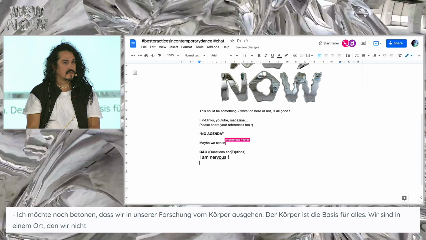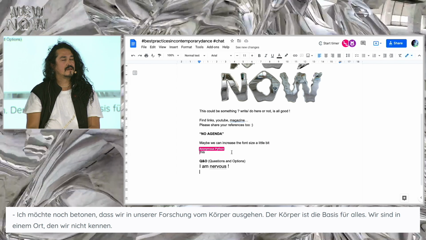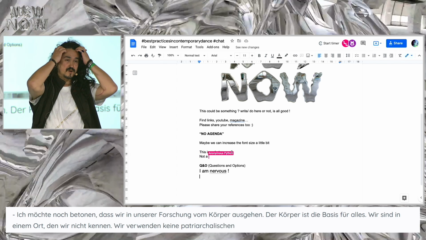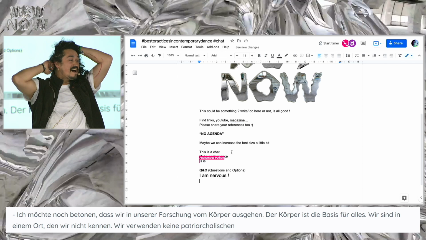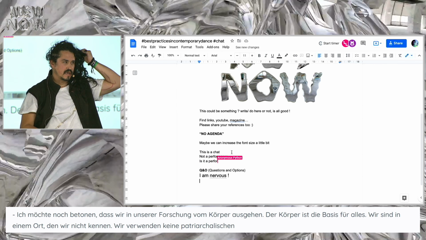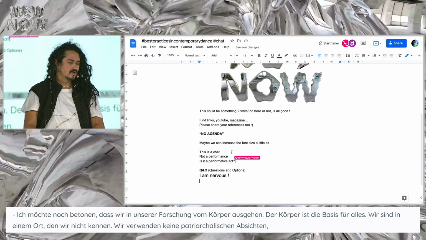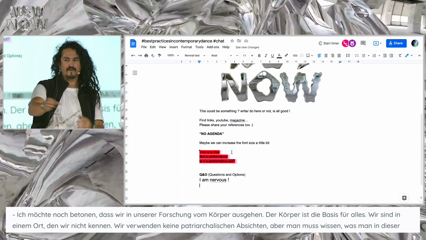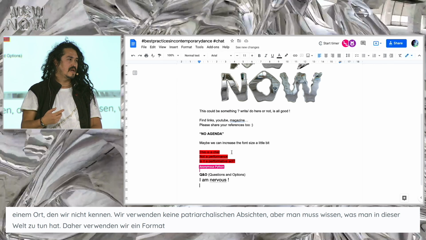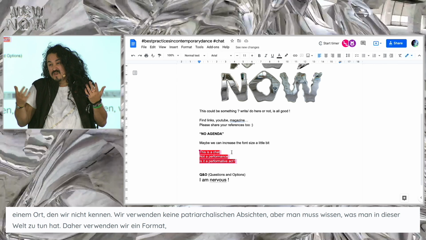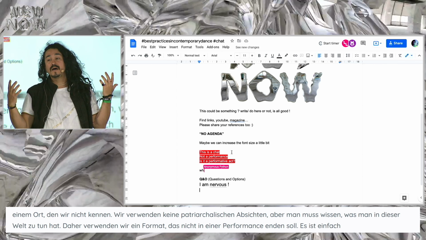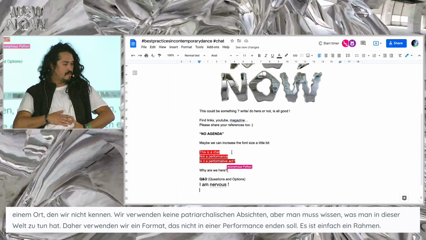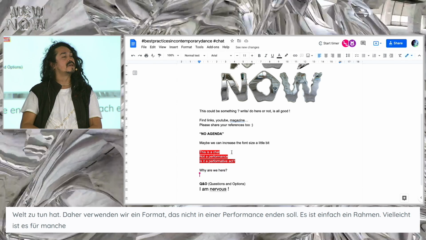So rather than use patriarchal intentions, as the previous speaker was saying, where you have to know what you are doing in this world, we try to insist on a format that does not pretend to have a performance at the end. It's just a framework. Because we have been insisting on not knowing, at the end somehow you know something that maybe is useful for somebody. Certainly it has helped me a lot with my own things.